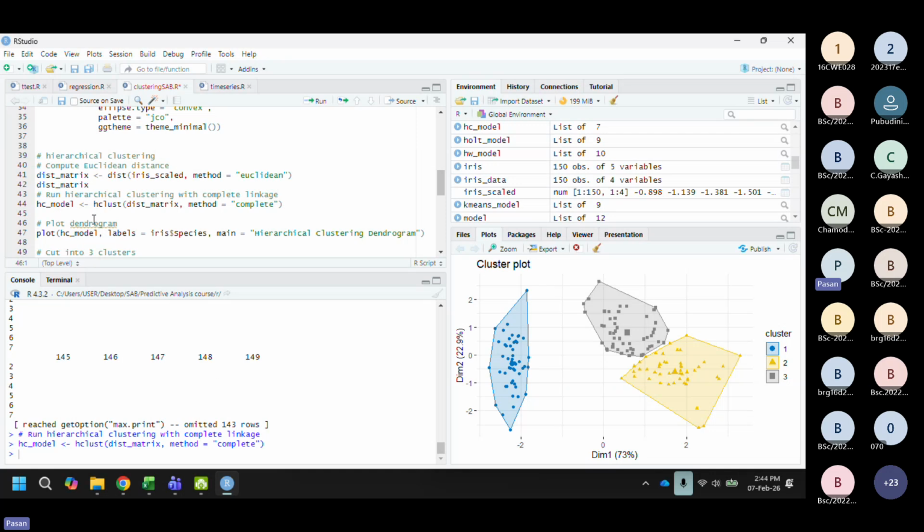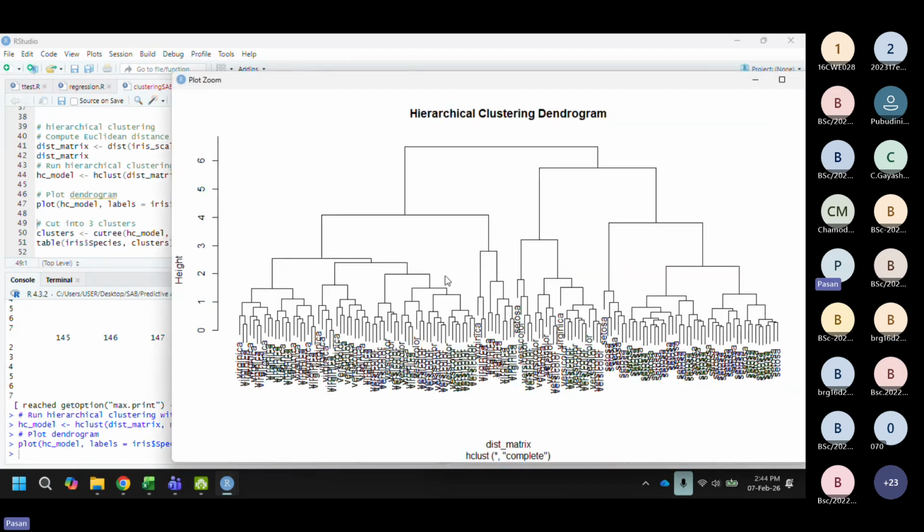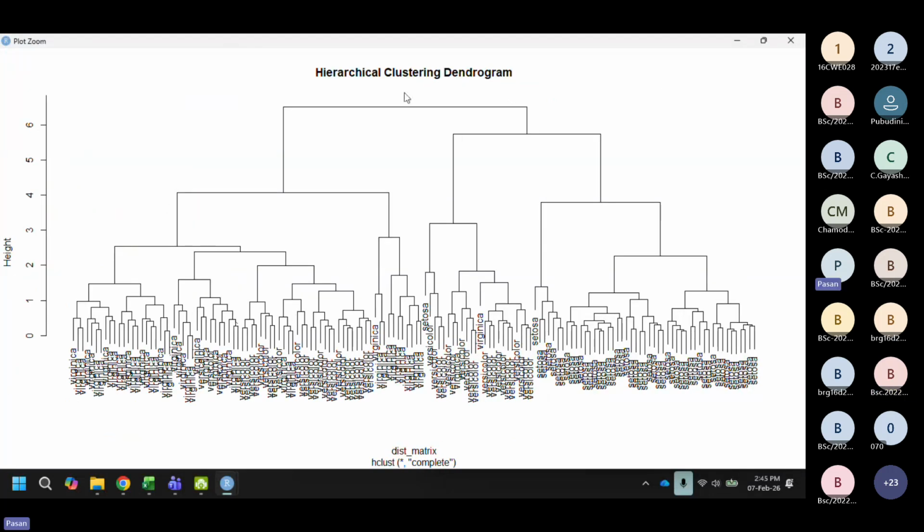To visualize the output, I can use this plot command, using that hc model here, and then labeling them using the species of iris, and put in some name here. So I'm asking it to do the plotting, and that is going to give us the dendrogram. That is the diagram we are looking at. Let me look at this diagram. That gives us the idea of how our clustering is happening.